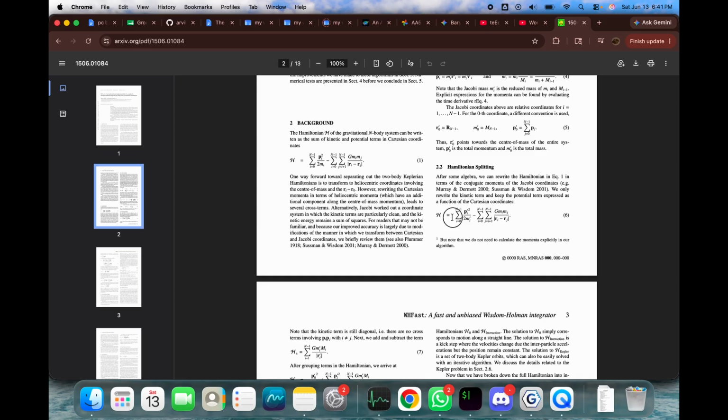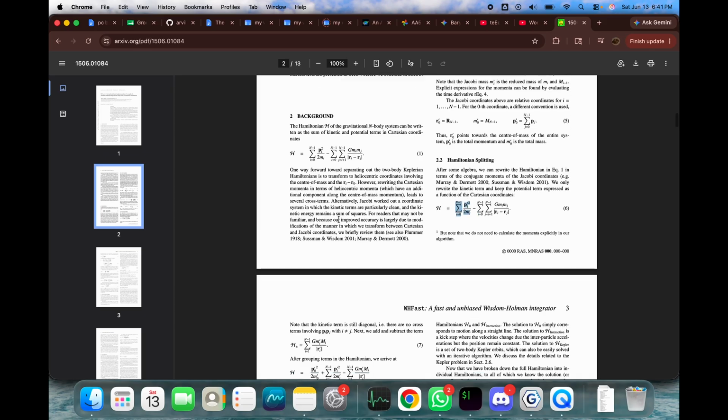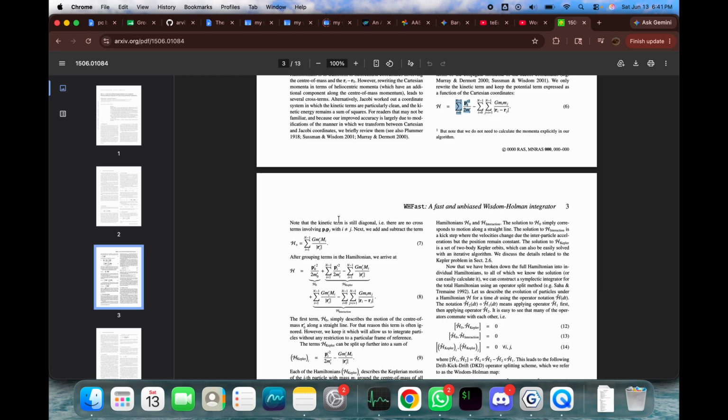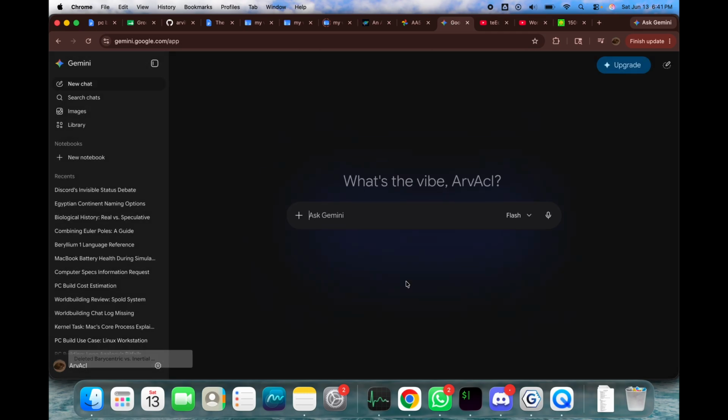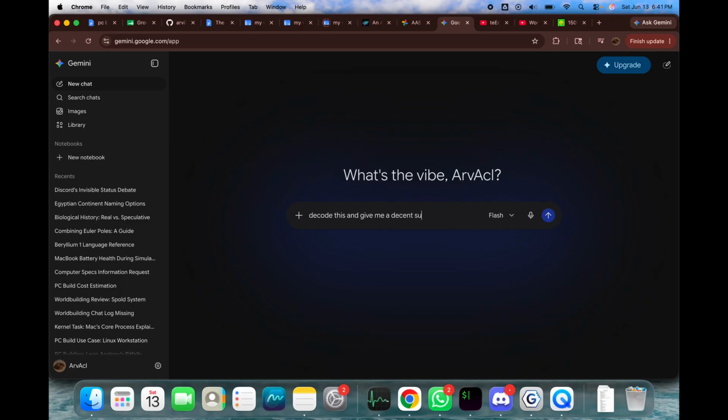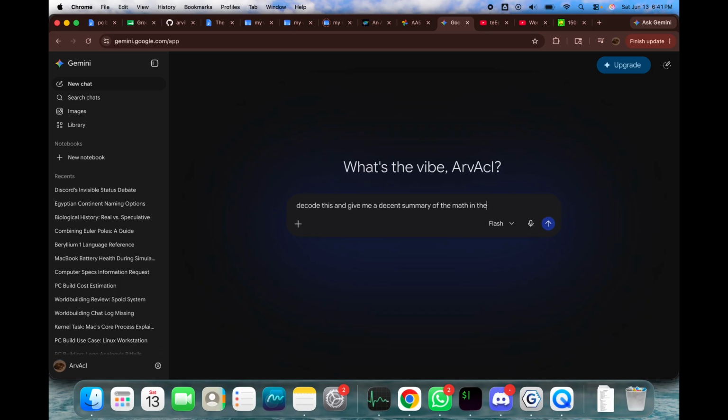Yeah, okay, so I don't see much of a difference. I only see a prime. I don't know what the difference is. Note that the kinetic term is still diagonal, so no cross terms involving p_i, p_j. Gemini, please help me. Decode this and give me a decent summary of the math in there.